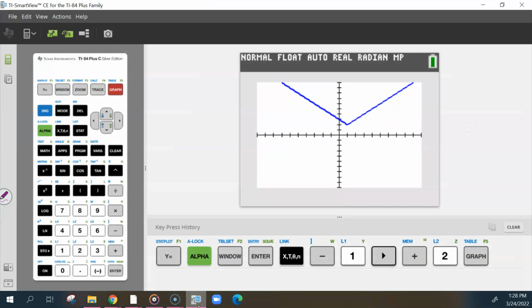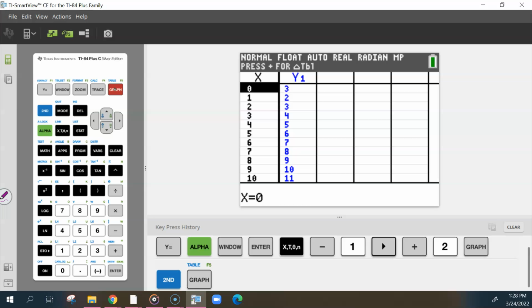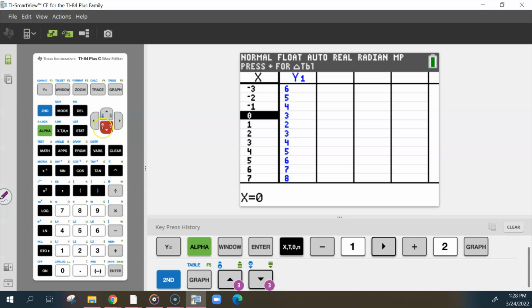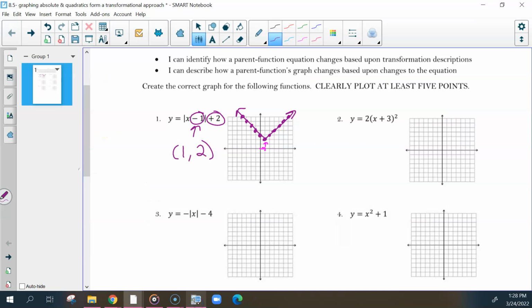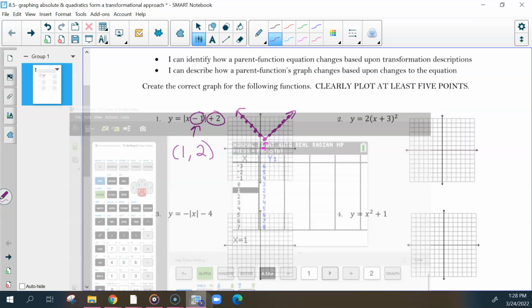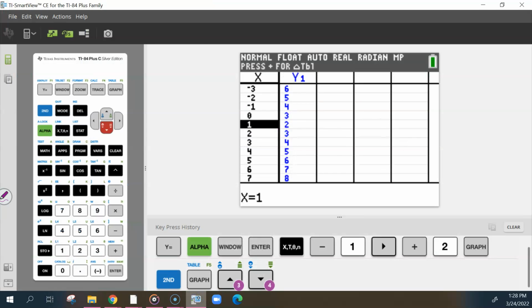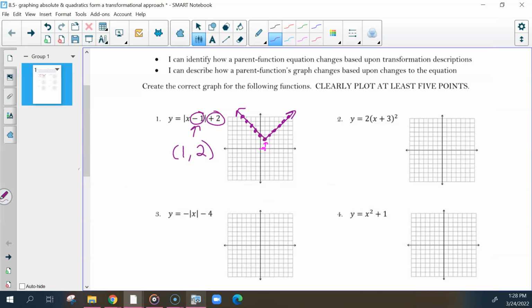And if you're not sure, you can always go into your table and compare your points. So we started off with 1, 2, and then went 2, 3, 3, 4, 4, 5, 5, 6, and then the opposite way, 0, 3, negative 1, 4, negative 2, 5, and so on and so forth. So a lot of this you can do without your calculator, but again, you will have your calculator to check yourself.